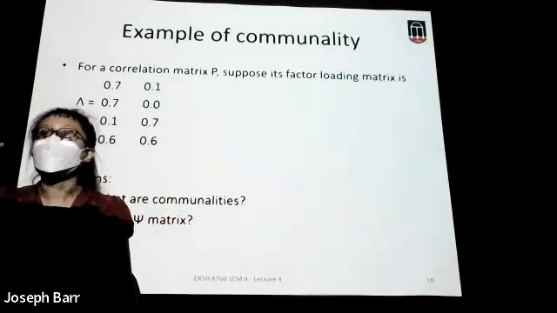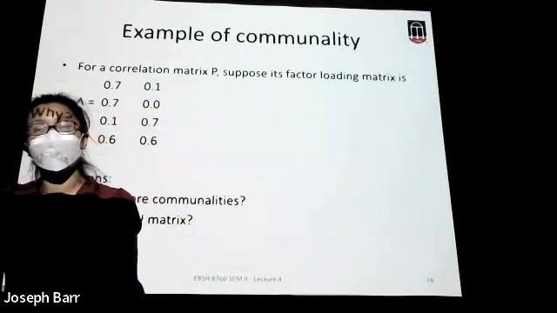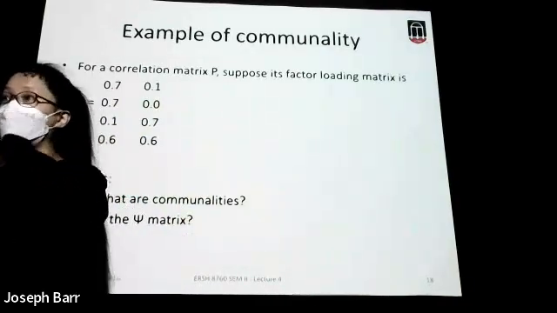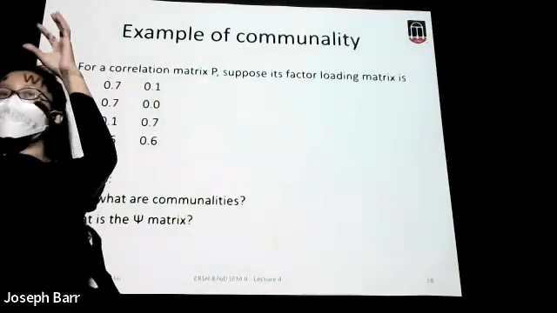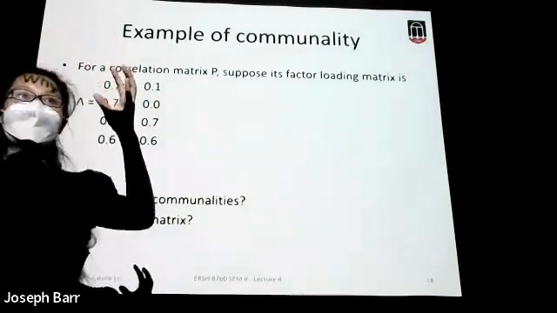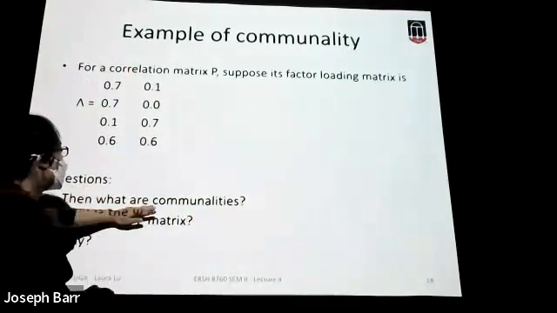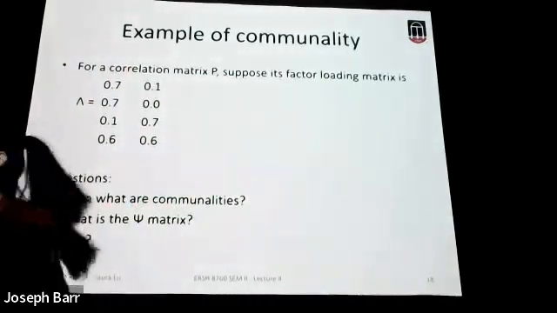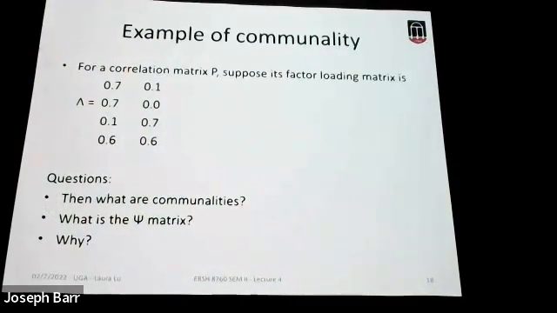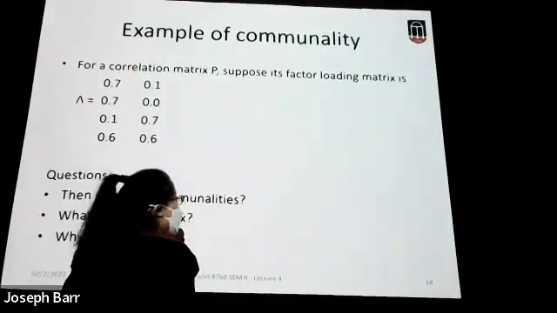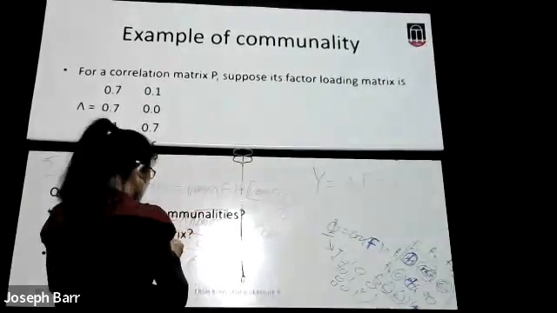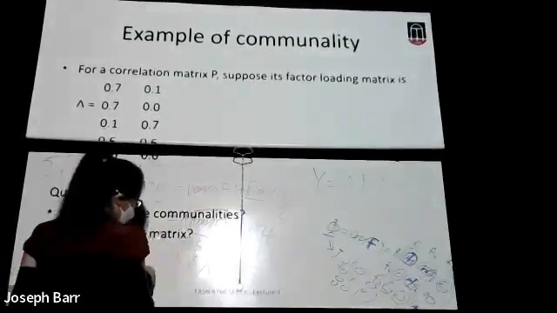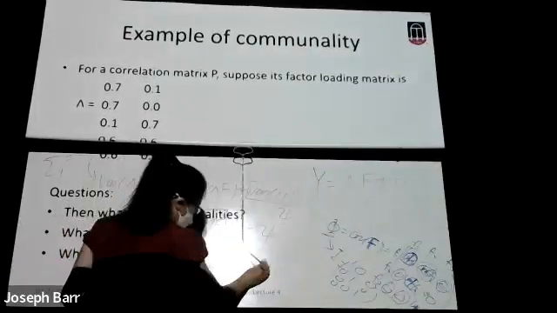So what does that mean? You need to calculate 4 communalities. There are 4 communalities because you have 4 variables. For each variable, you have 1 communality. Okay. So the question is, what are communalities? What is the first communality? Okay, what is H1? Think about the definition in the previous slides, okay?